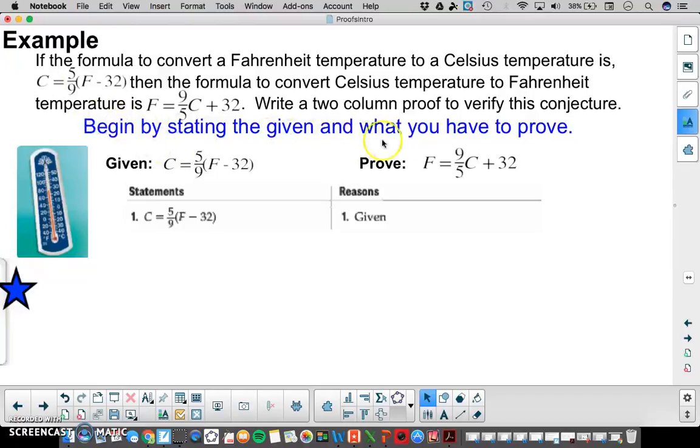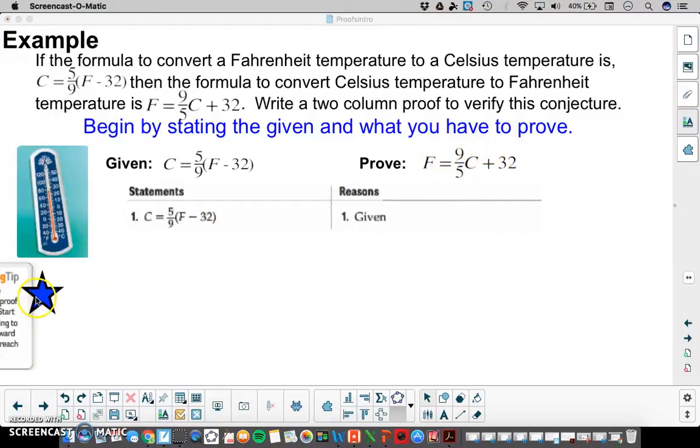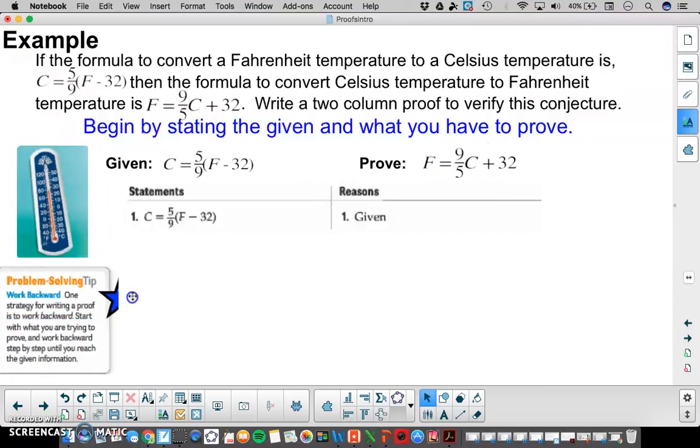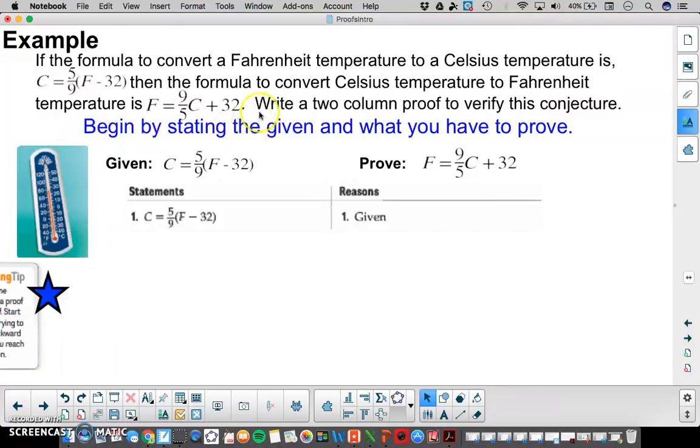So remember, we begin by stating the given and what you have to prove. So our given is the formula from Fahrenheit to Celsius. We're trying to prove from Celsius to Fahrenheit. So we're starting with what we're given, and our goal is to get to this. Remember, sometimes it's helpful to work backwards, so we're going to think about how we can manipulate that given equation to end up looking like what we're trying to prove. So I know I'm trying to solve for F. So what can I do to this equation to solve for F?